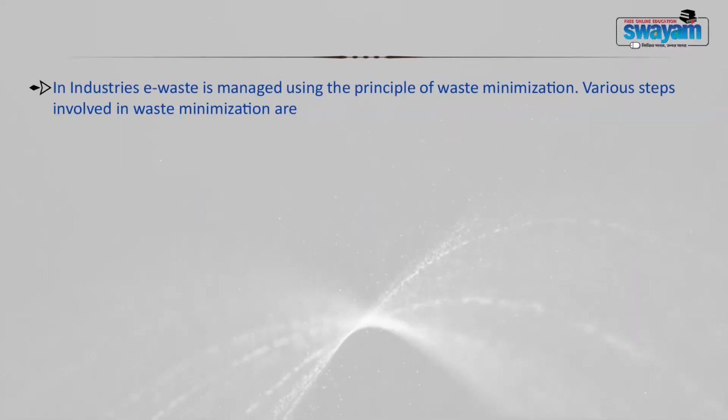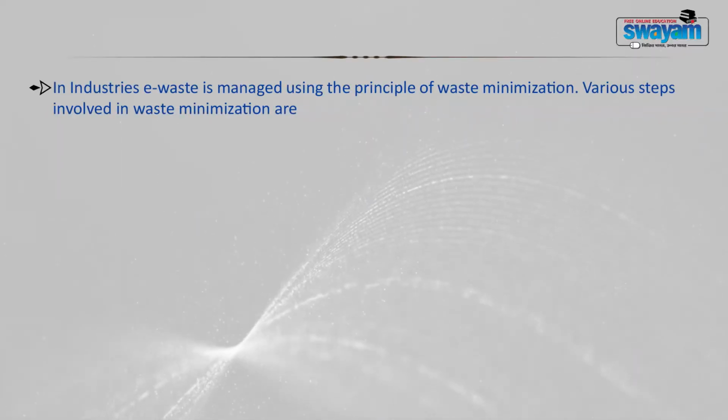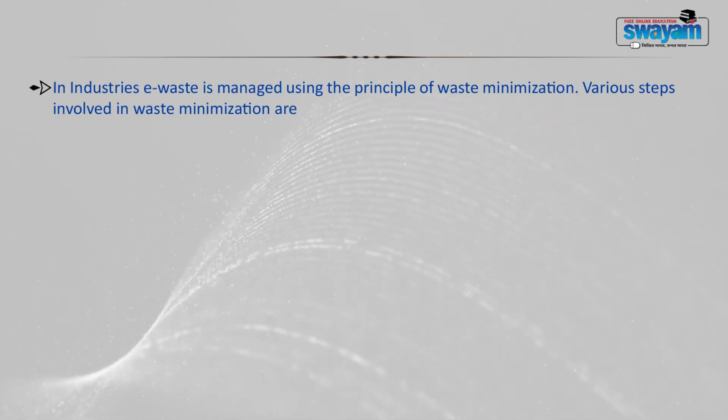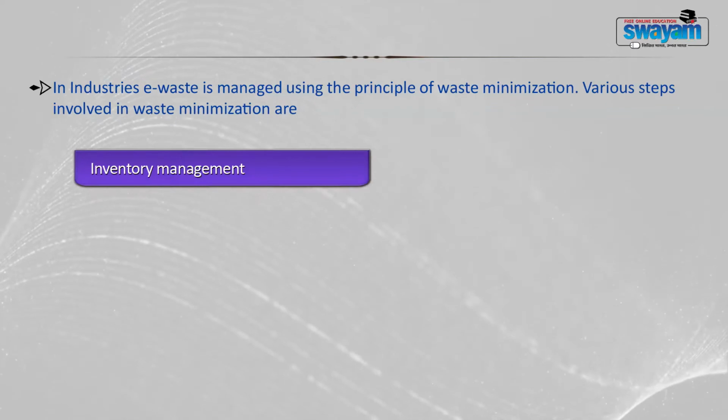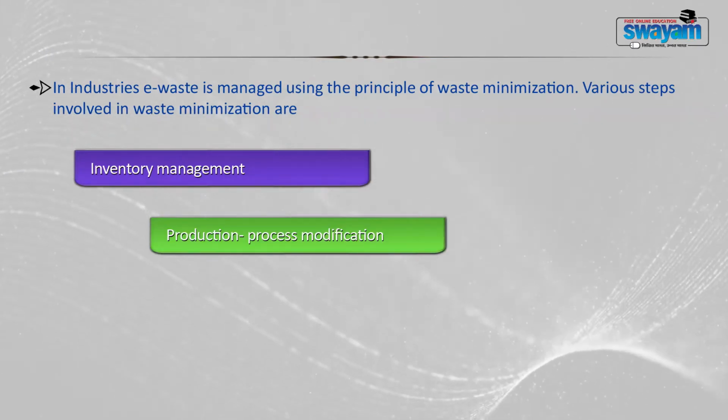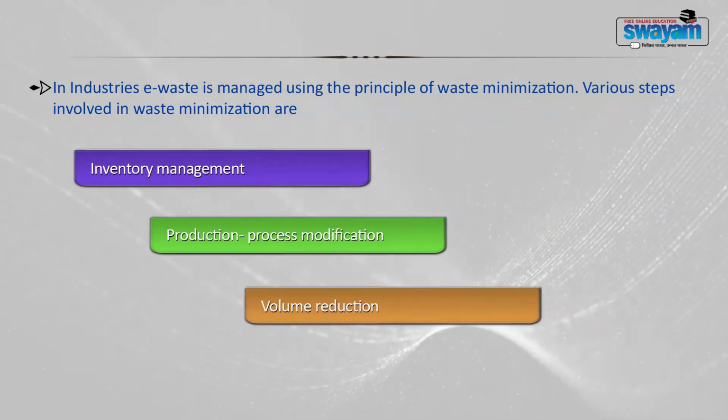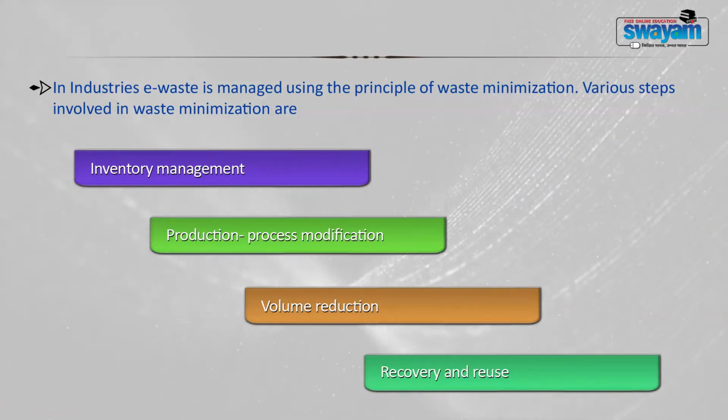In industries, e-waste is managed using the principle of waste minimization. Now, there are various steps that are involved in waste minimization. One is inventory management, second is production or process modification, third is volume reduction and fourth is recovery and reuse.